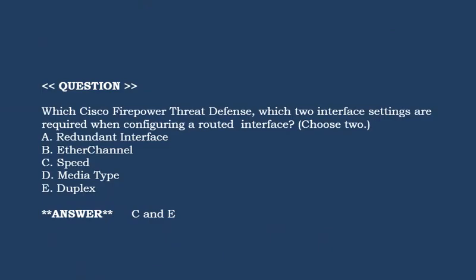Next question is, on Cisco Firepower Threat Defense, which two interface settings are required when configuring a routed interface? Choose two options. Option A, redundant interface. Option B, EtherChannel. Option C, speed. Option D, media type. Option E, duplex. Correct answer is option C and option E.